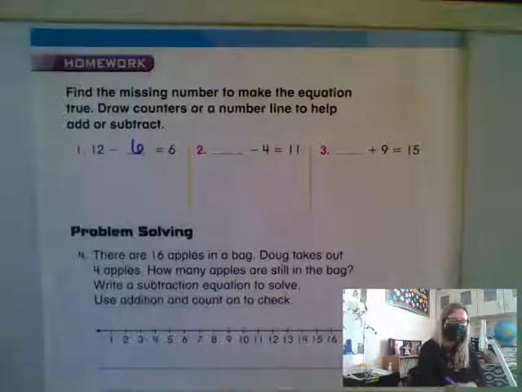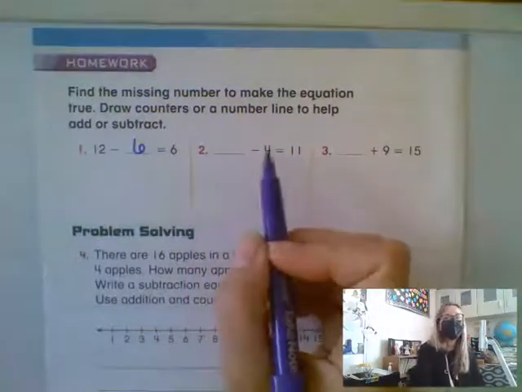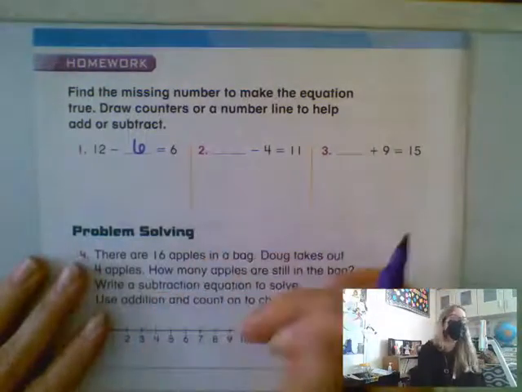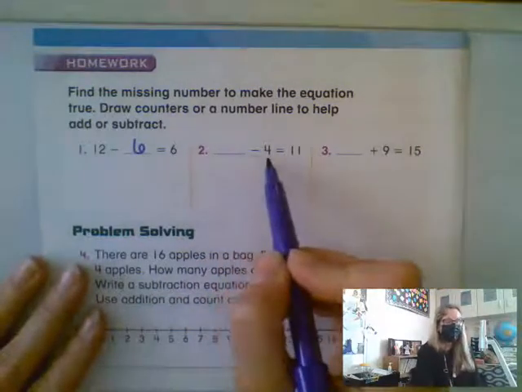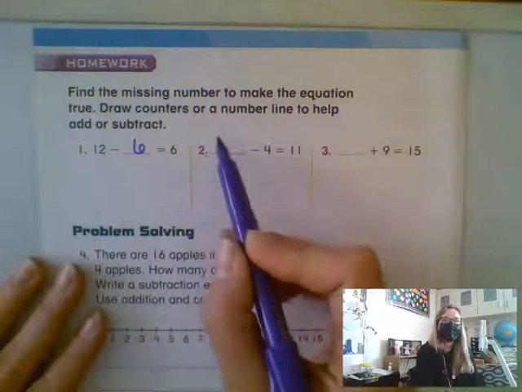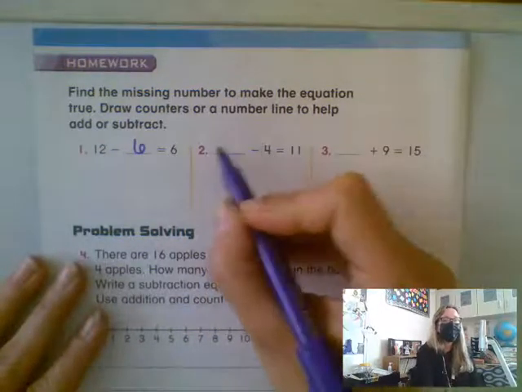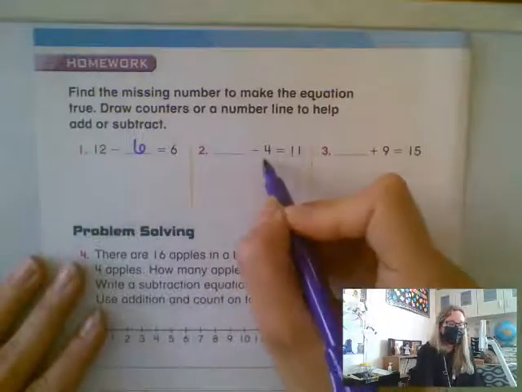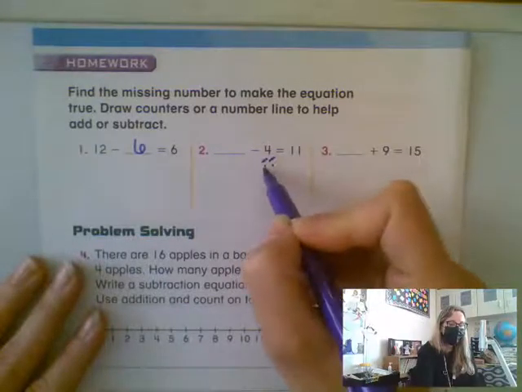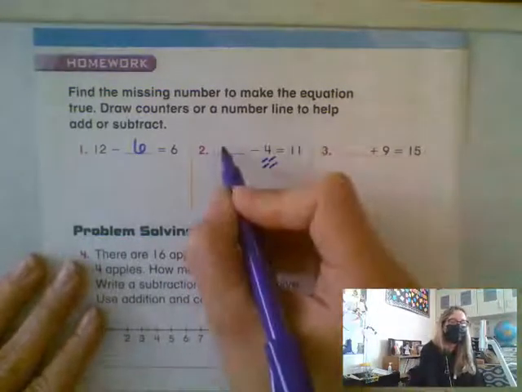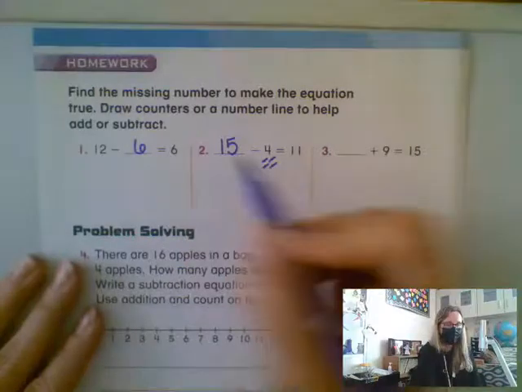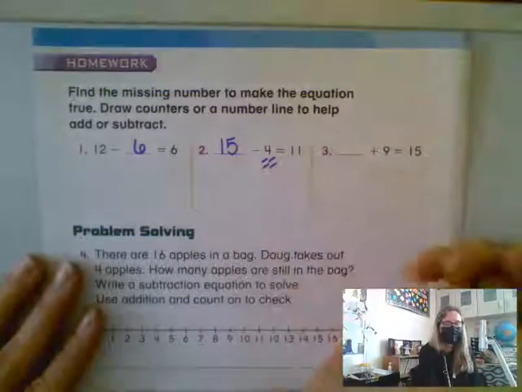All right, for number 2, we have some number we don't know. Take away 4 equals 11. Well, we know that addition and subtraction are related. So if some number take away 4 equals 11, Brooklyn, then 11 plus 4 would give us that number. So let's start at 11 and count up 4 to find this number. So I have 11, and we're going to count 1, 2, 3, 4 more. So 11, 12, 13, 14, 15. So what's our missing number? Beckett? 15, because 15 take away 4 would give us 11.